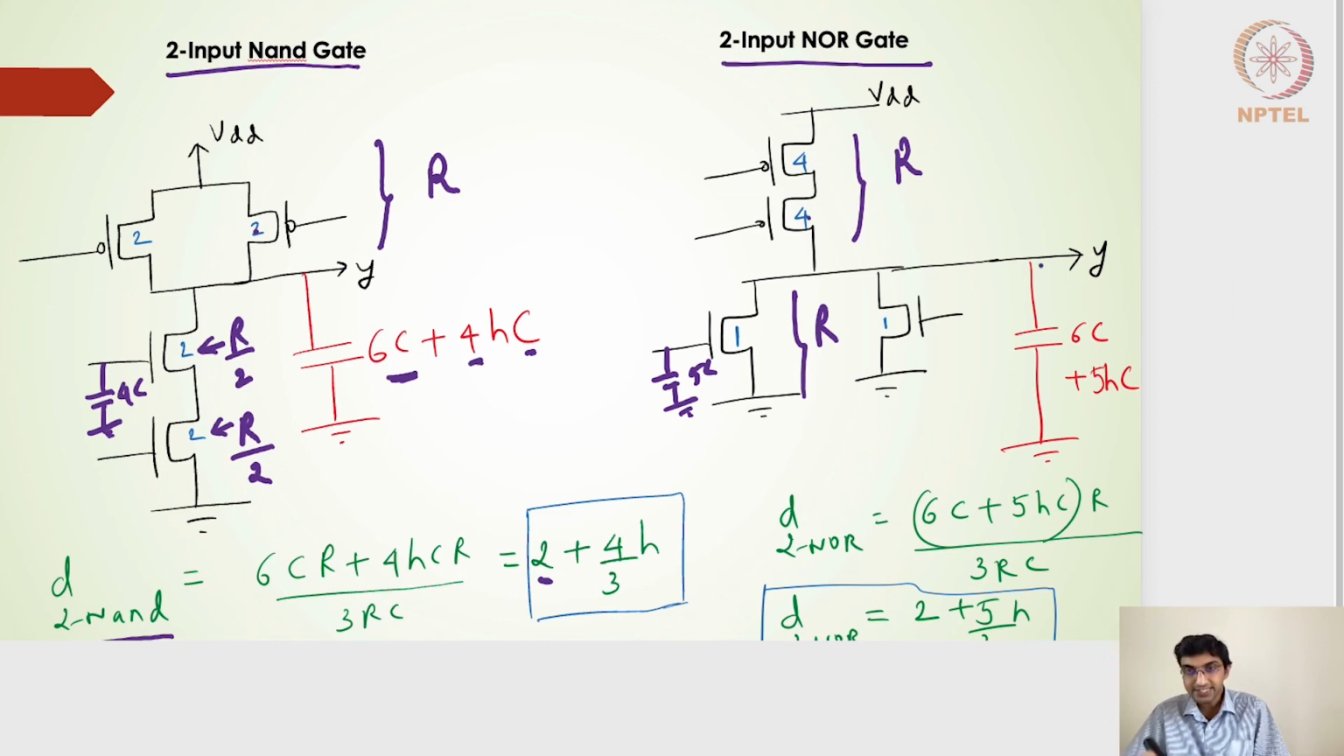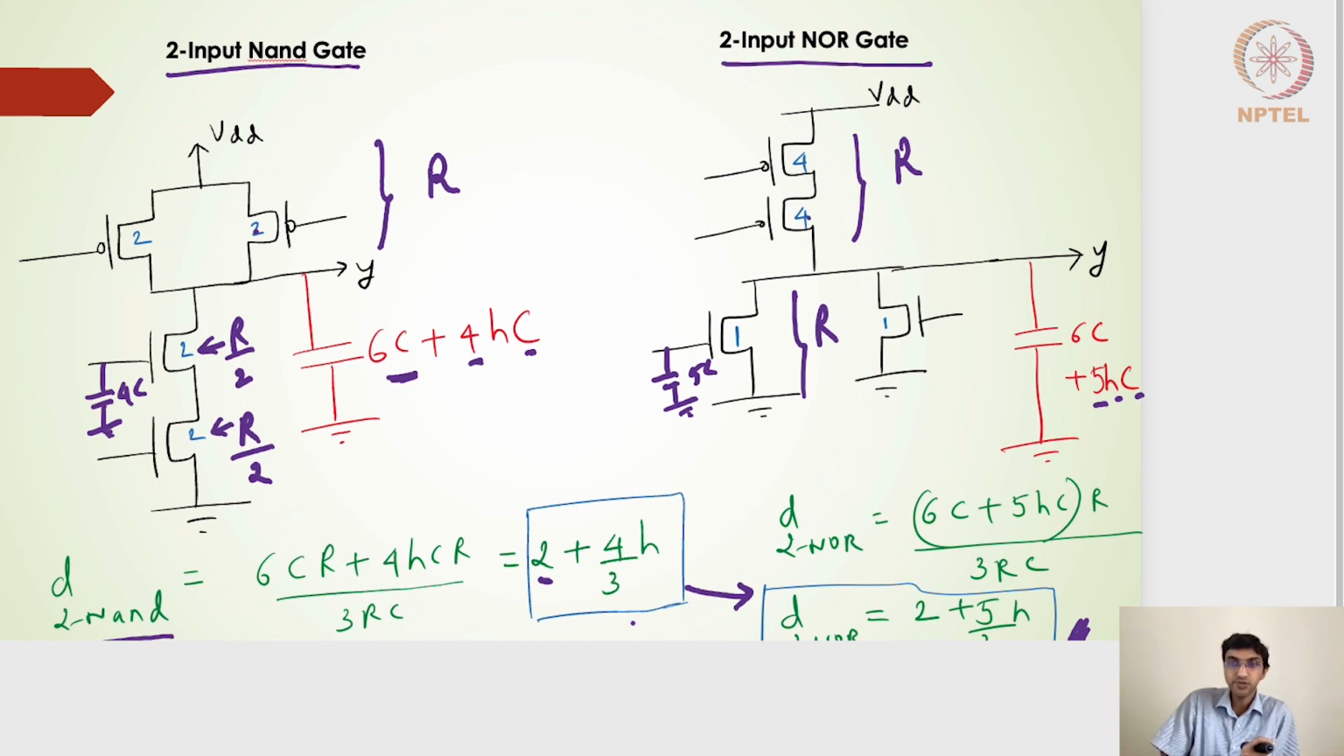So if this output gets connected to one of the inputs of the 2-input NOR gates, then I'll get 5C, and then H number of NOR gates in the second stage will give me 5HC. So overall, the normalized delay will be the same: 6C plus 5HC, into R, divided by 3RC. And finally, I'll get 2 plus 5 by 3 into H. So this is much lower than 3 plus 7 by 3 into H, which was for the 3-input NOR gate. But it is slightly more than that of the 2-input NAND gate.